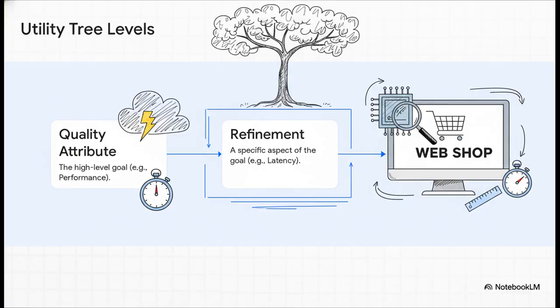You start at the very top, level 1, with a big fuzzy goal, a quality attribute, like performance. Then you refine that down a level to something more specific, like latency. And finally, that leads you all the way down to level 3, the concrete architecture scenario itself, our web shop test from earlier. See, it's a clear path from a vague business need to a precise yes or no test.